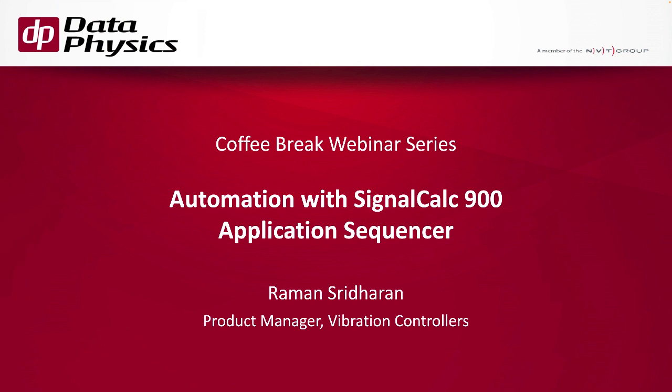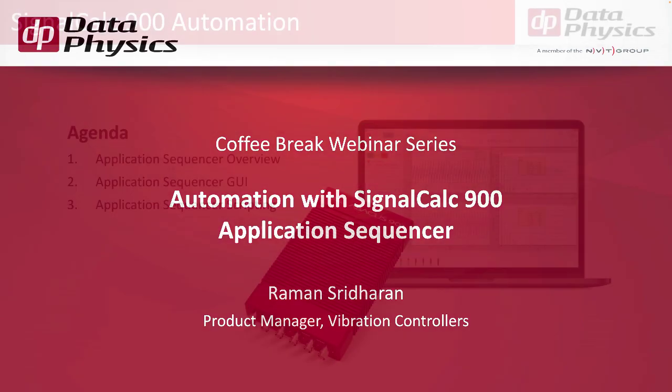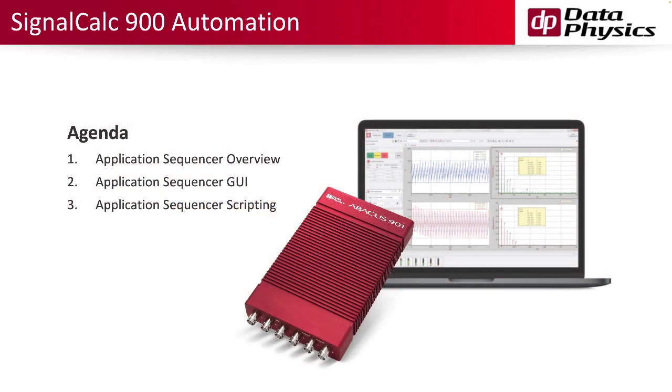Today's topic of discussion is going to be part 2 in our automation series, covering the application sequencer in SignalCalc 900. So the agenda for today, we're going to talk about the application sequencer in broad strokes, give you an overview of what its capabilities are.